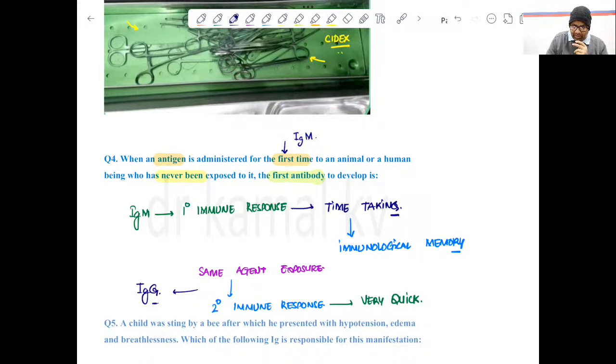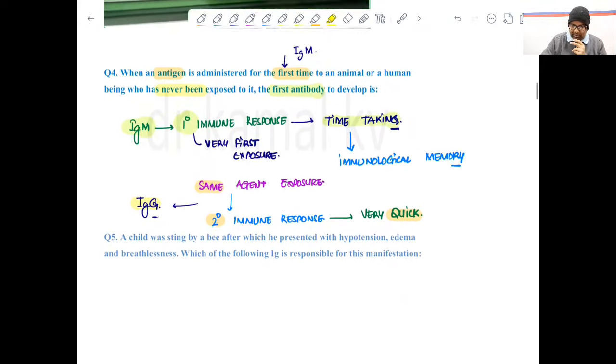So for primary immune response, which is the very first exposure, clear? So this is the very first exposure. Here the immune response will take some time, and this is mediated by IgM. Whereas if there is subsequent exposure by the same agent, there will be secondary immune response which will be very quick because of immunological memory, and this is generated by IgG. So primary immune response and secondary immune response.